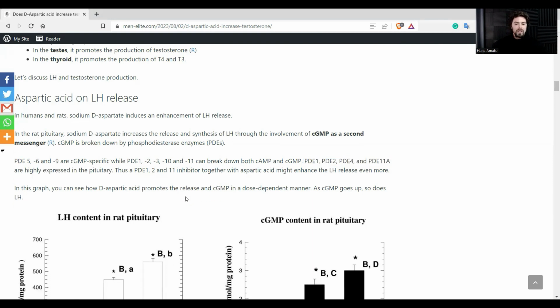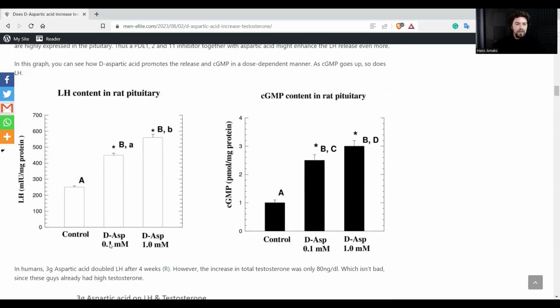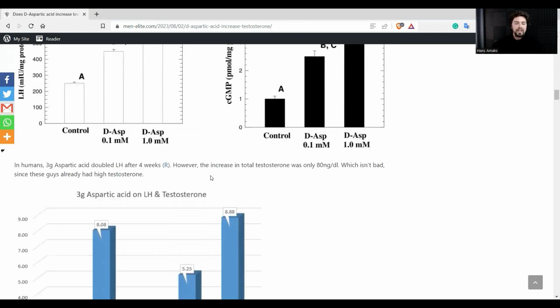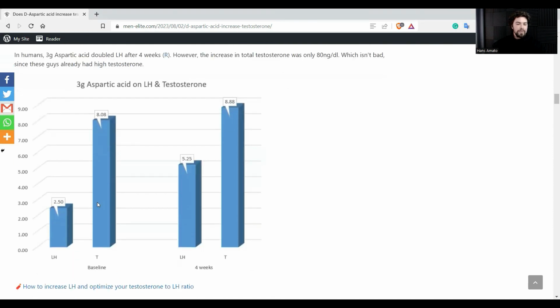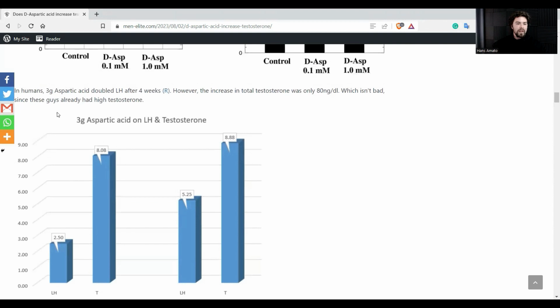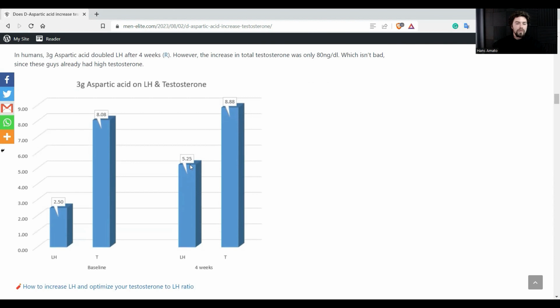Which is pretty cool. In this graph, you can see higher doses of aspartic acid increase LH dose-dependently, and as a result, cyclic GMP also goes up the more aspartic acid accumulates in the pituitary. That's the mechanism of how it works. Looking at the actual LH release, in one study they supplemented 3 grams of aspartic acid for 4 weeks, and LH basically doubled, from 2.5 to 5.25. It's quite a big jump.